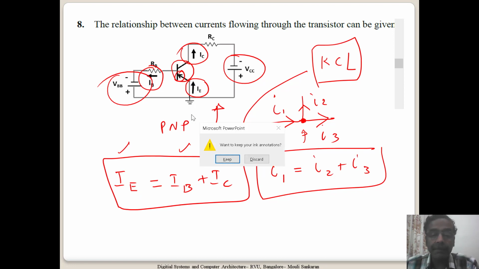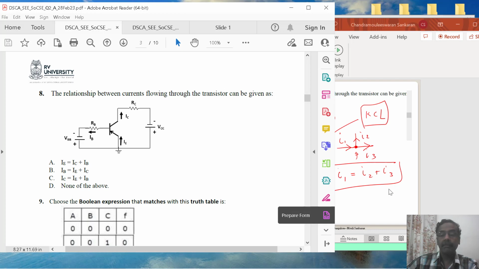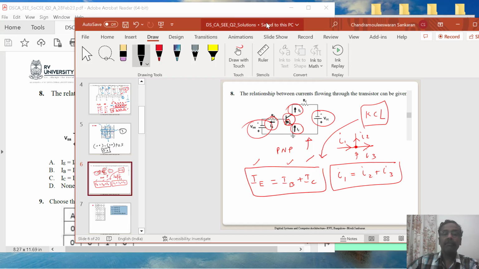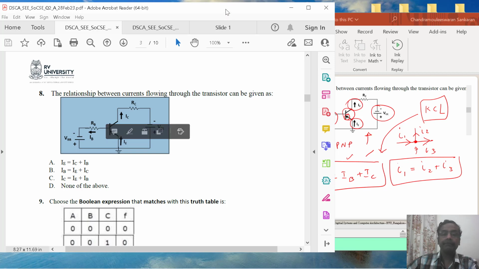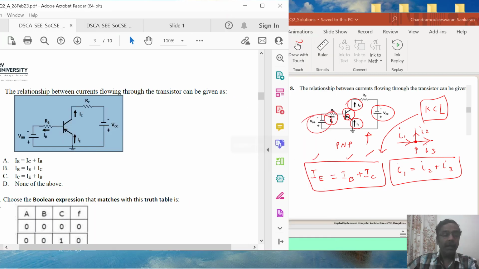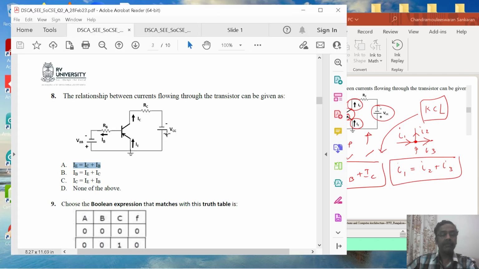So let us see which expression matches the value that we have got by applying KCL. Now, IE equals IB plus IC. Yes. Now, the first option itself is correct, as the other things are all different. So it's not none of the above. A is the correct option.